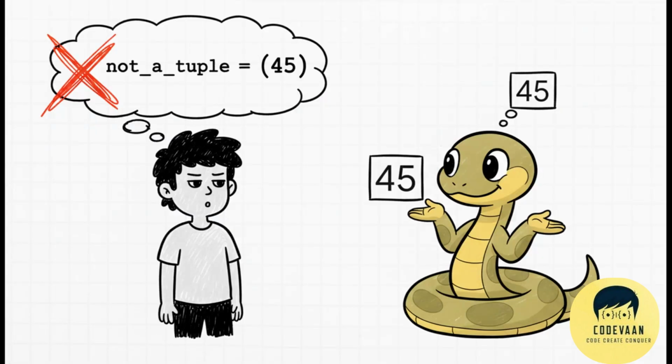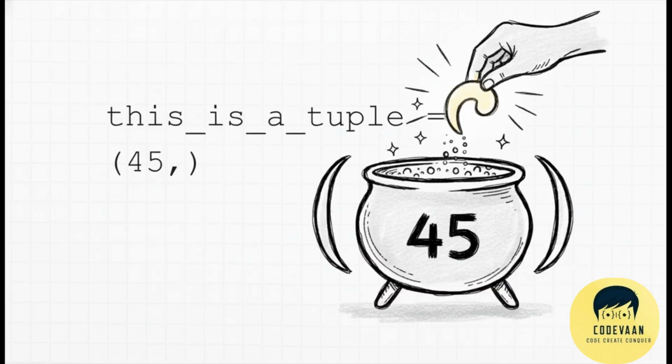Okay, now here is a classic trap that gets almost everyone when they're starting out. If you try to make a tuple with just one item inside parentheses like this, Python doesn't see a tuple. It just thinks you're using the parentheses for math, so it just sees the number 45. So how do you fix it? Here's the secret sauce. You need a comma. A little trailing comma to tell Python, hey, I'm serious, I want a tuple with just one thing in it. You have to add that comma right after the value. It looks a bit weird, I know, but that little comma is absolutely crucial.